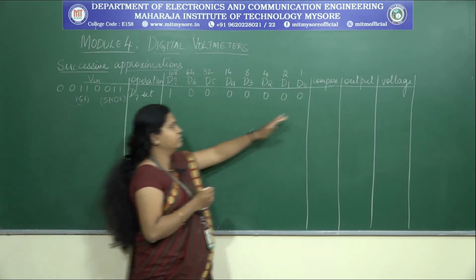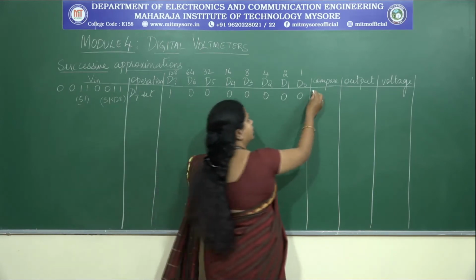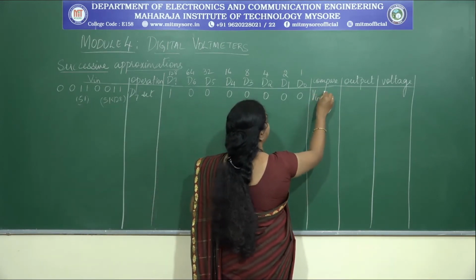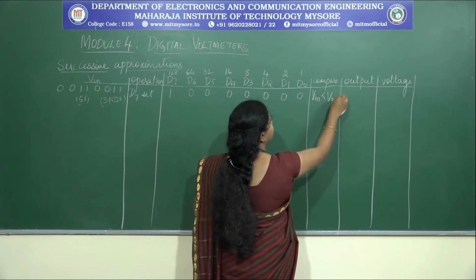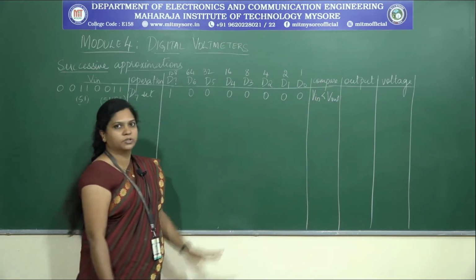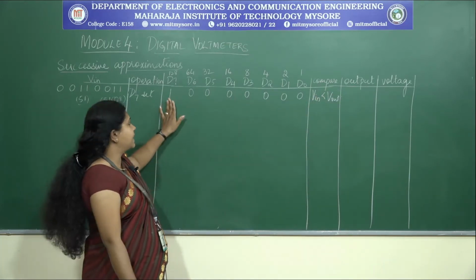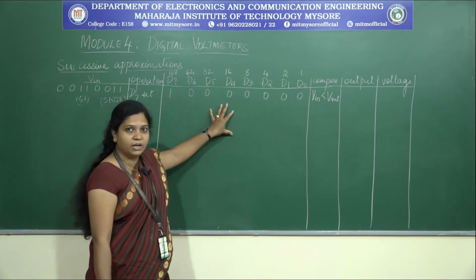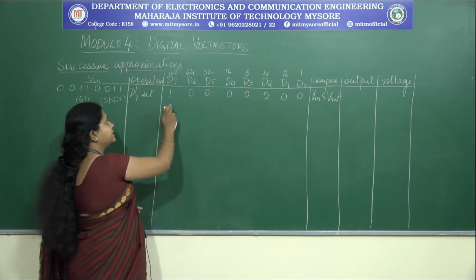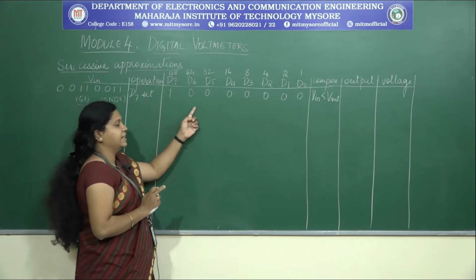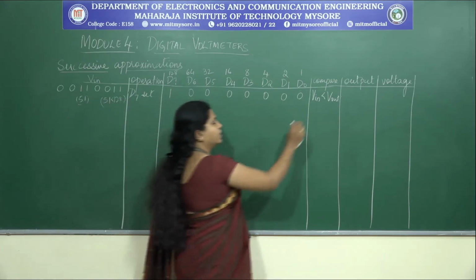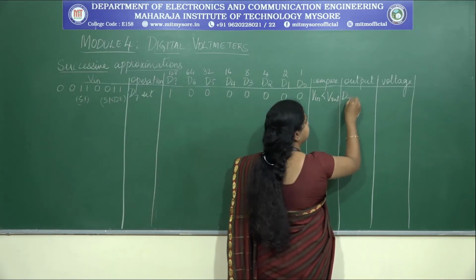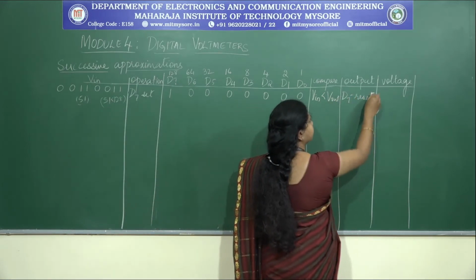So, what is the condition? What are we going to compare? Now, you can say that V input is less than the V output, the DAC output. If it is less, what do you have to do? If V input is less than the V output, then reset D7 and set the next bit. So, here what is the output you are going to do? D7 is reset.